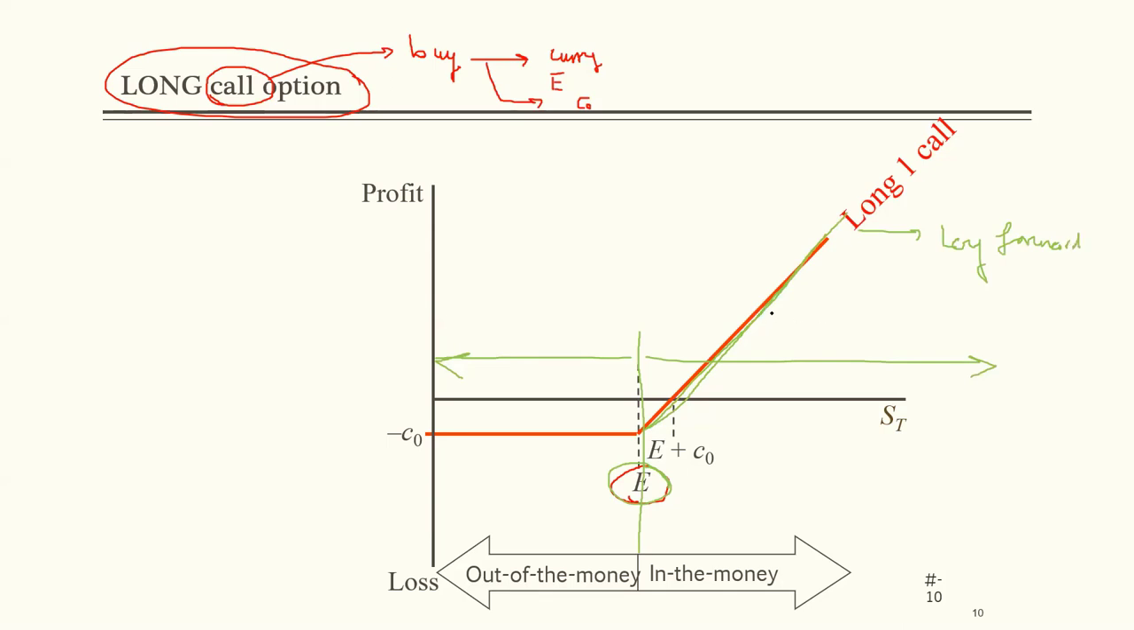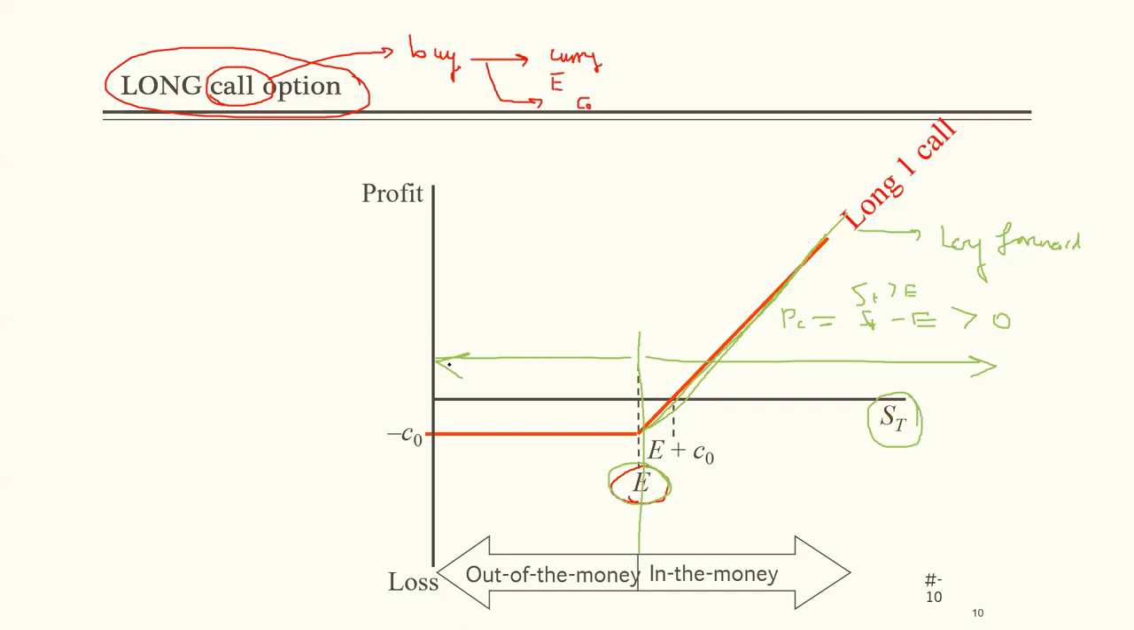So on the right-hand side, your payoff would be ST minus E, okay? So whenever the future spot rate increases, you'll be better off. So your payoff would be positive, okay? So when ST is higher than E, you should always exercise the option because your payoff is positive, okay?